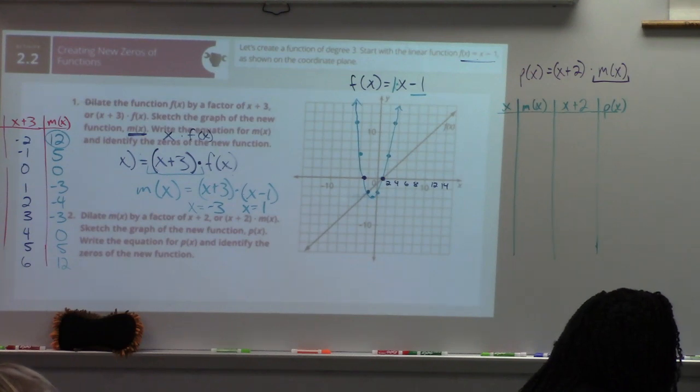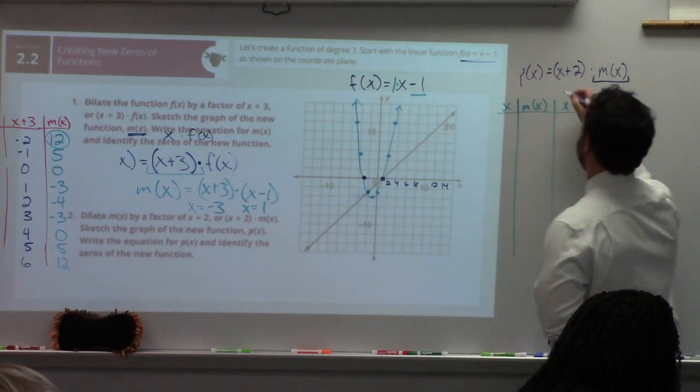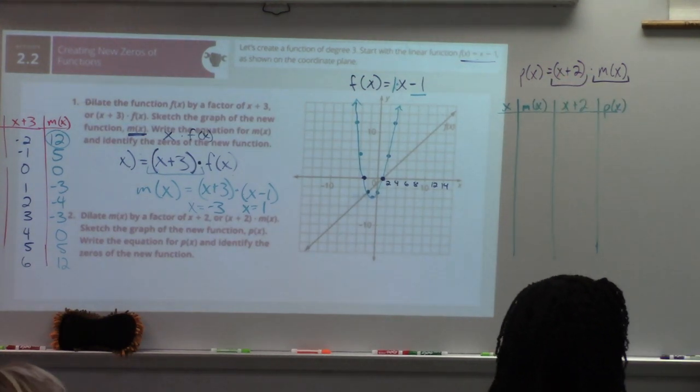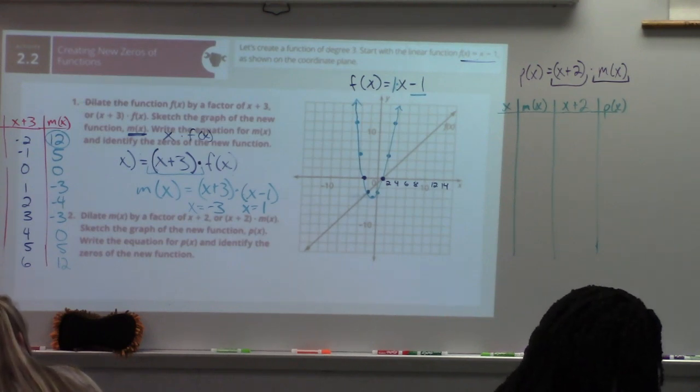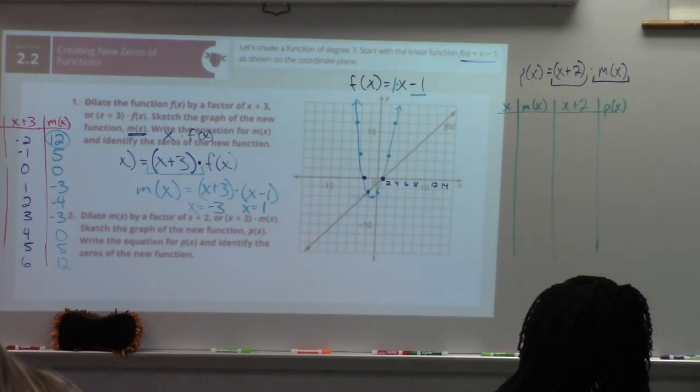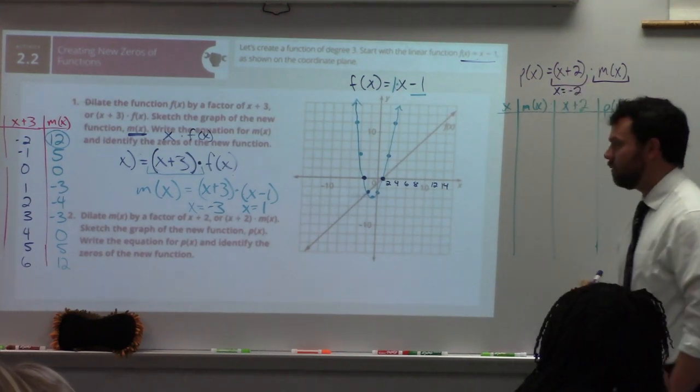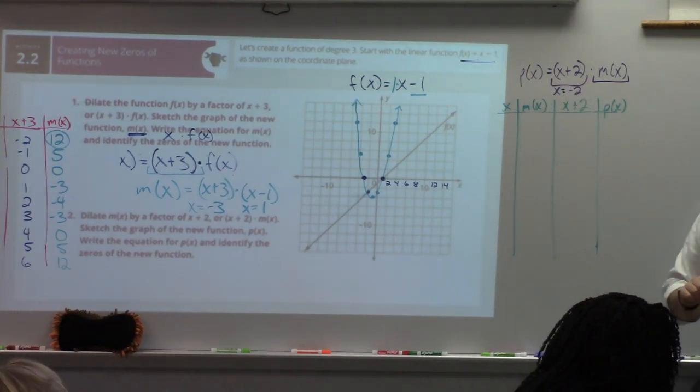x plus 2. Thank you, Kiwan. Oh yeah, there's an x plus 2 there. What's the zero for that x plus 2? Negative 2. Not just negative 2, x equals negative 2. So I could even go ahead and plot that zero.